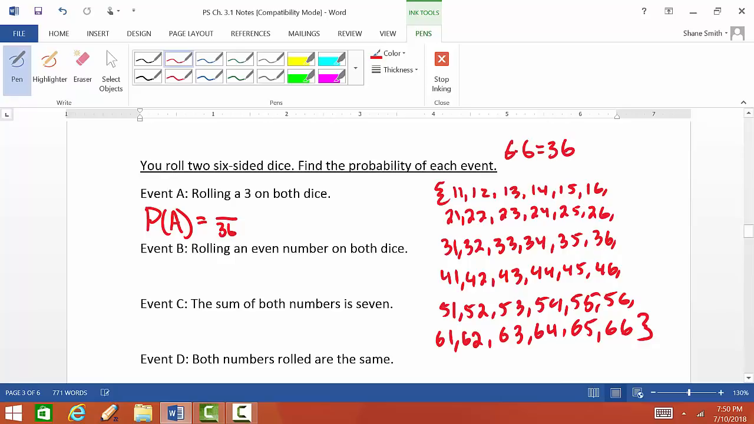And how many of those 36 possibilities have a 3 on both dice? Well, only one of them, right? This guy right here. So the probability is 1 out of 36. So using this sample space, try to pause the video here and try to figure out what the probability is for each of the other events.